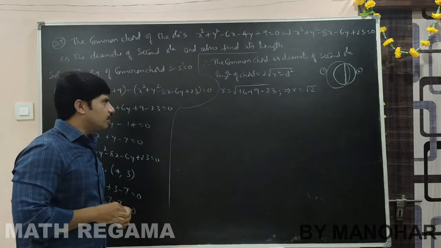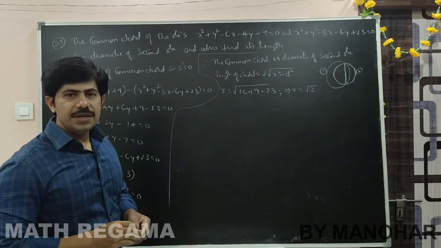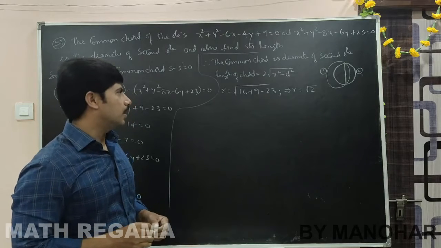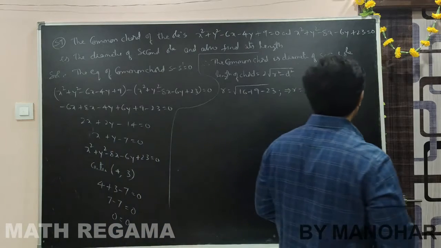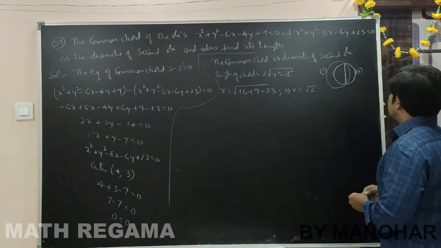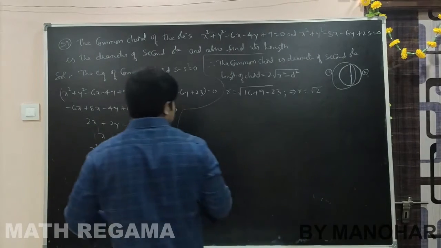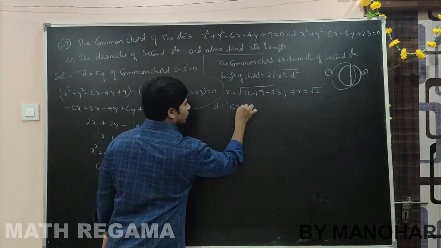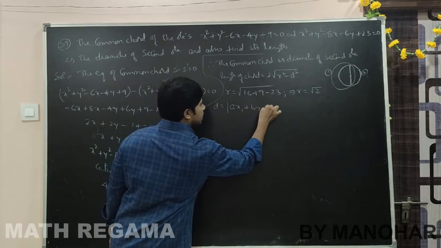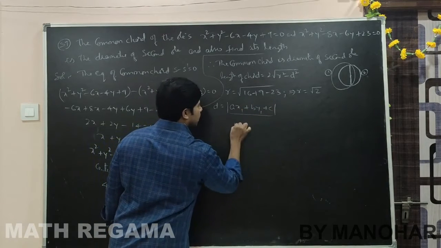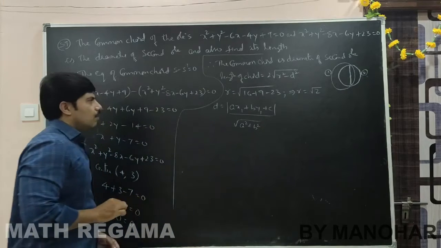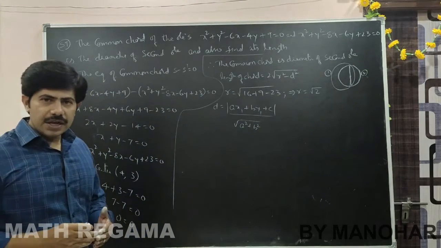After getting R, what we have to find out? D. What is D? D is the perpendicular distance from center to the chord. So how to find out D? D is equal to mod of ax1 plus by1 plus c by under root of a square plus b square. Now when we are finding D, we need a line.